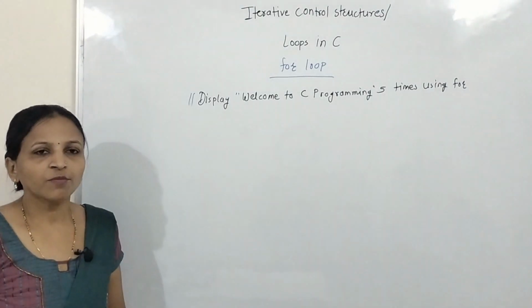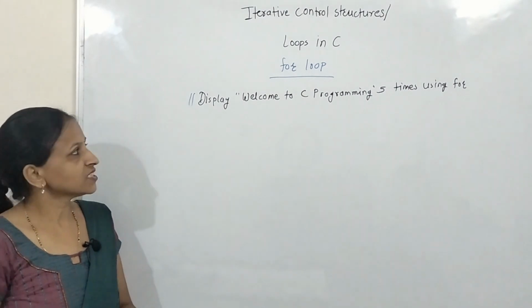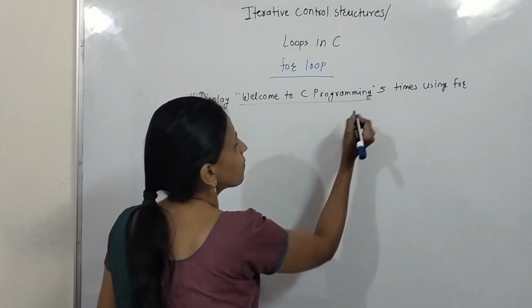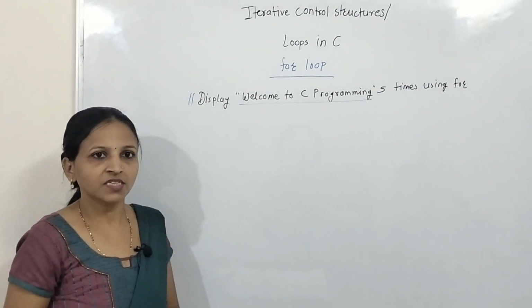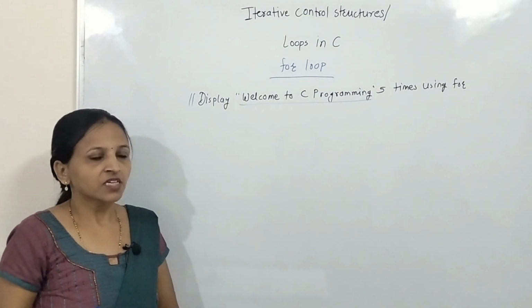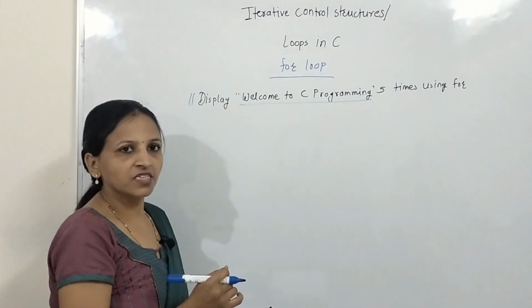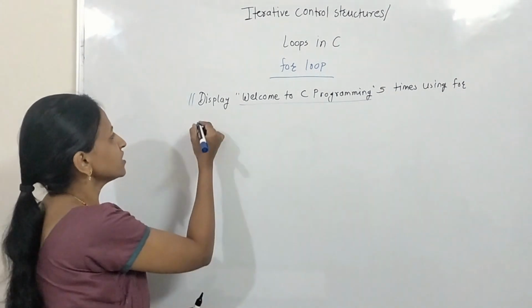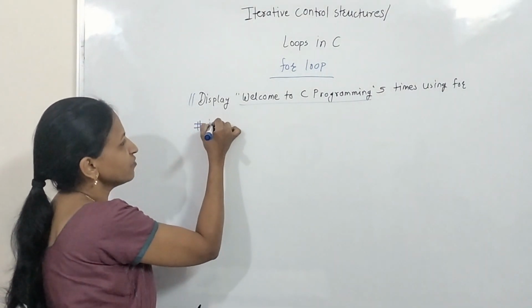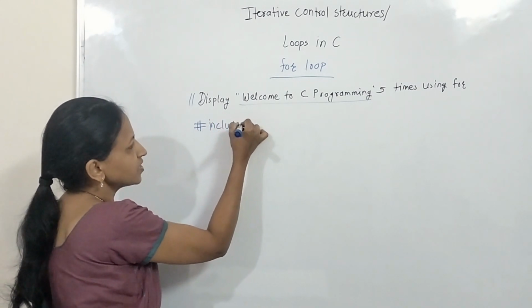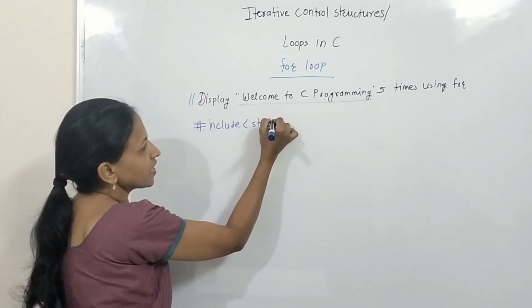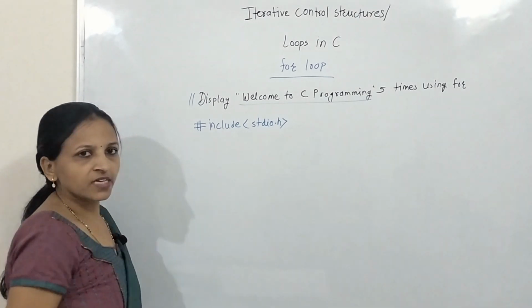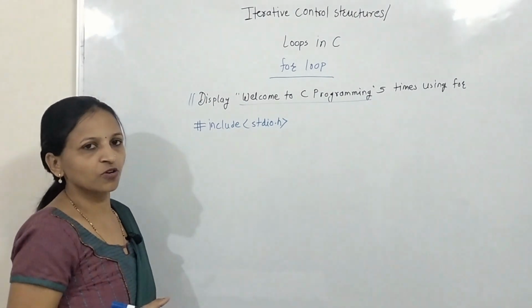Now I am going to explain one example: displaying the message welcome to C programming 5 number of times with the help of a for loop. First I have written a comment as the title of this program. Next, we have to include the header file, like #include stdio.h. If you are using Turbo C, then include conio.h also.